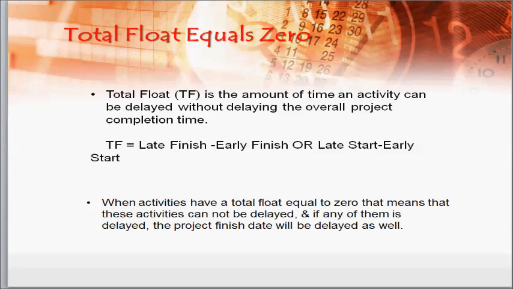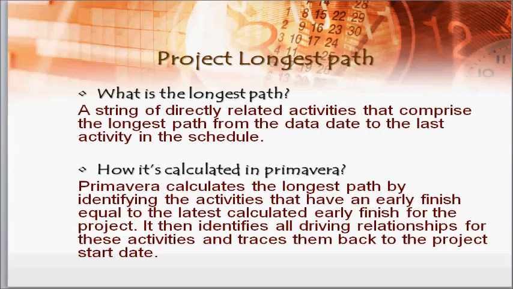When activities have a total float equal to 0, that means that these activities cannot be delayed, and if any of them is delayed, the project finish date will be delayed as well. The second method is the longest path. The longest path is a string of directly related activities that comprise the longest path from the data date to the last activity on the schedule.